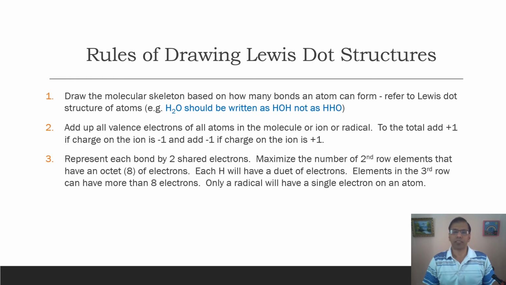We need to maximize the number of atoms from the second row that have a complete octet. Remember that hydrogen can have only a duet of electrons. Elements in the third row like phosphorus and sulfur can have more than 8 electrons because they can expand the valence shell. If it's a radical, then you'll have a single electron on an atom, and we'll come across that too.